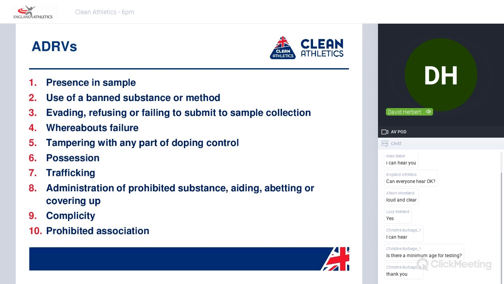ADRV 3, evading, refusing or failing to submit to sample collection. So an athlete can actually refuse. So we saw Mel notifying an athlete earlier. The athlete could say, actually, no, I don't want to be tested. That is an athlete's right, but there are consequences for that. So if the athlete doesn't have a good reason why, and I'm struggling to find good reasons why an athlete would refuse, then that could be investigated and go down as an anti-doping rule violation.